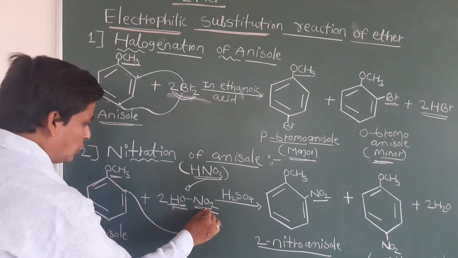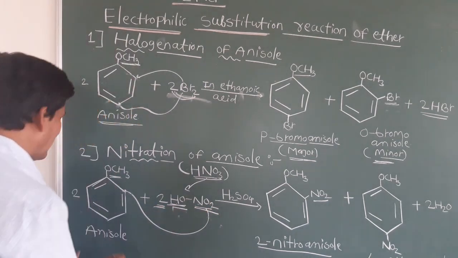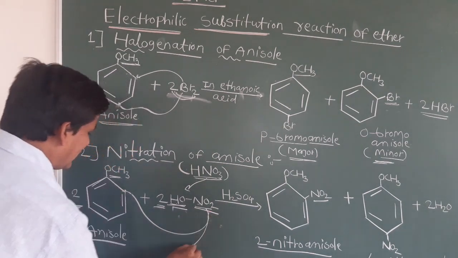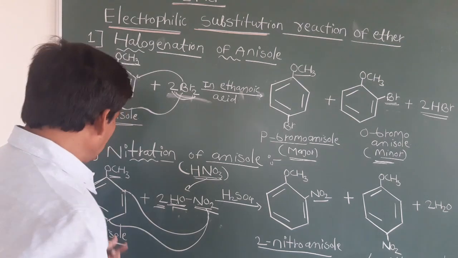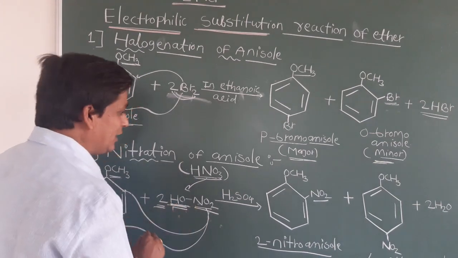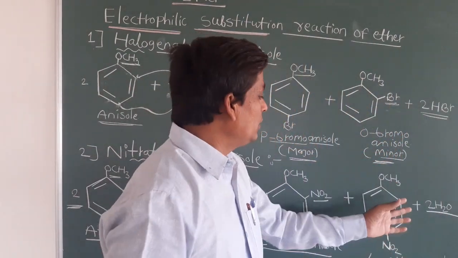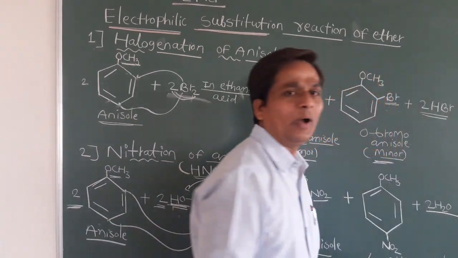Again the same NO2. Here we have already taken 2 HNO3 and anisole also will take 2 times. Here NO2 again is going to attach at the para position. Then what happens, students? The hydrogen from this para position is removed, and with this OH and this hydrogen, totally 2 water molecules are removed, and here we will get 4-nitroanisole.